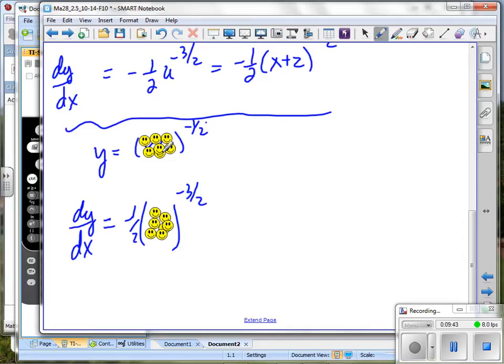The outside function is taking a quantity or an expression to the negative 1/2 power. And I'd end up with this. Now, we're not going to keep the smiley faces. They're kind of cute, I think, but we're not going to keep them. Instead, we're going to go back and remind ourselves what it is we actually have behind those smiley faces, and that is x plus 2.